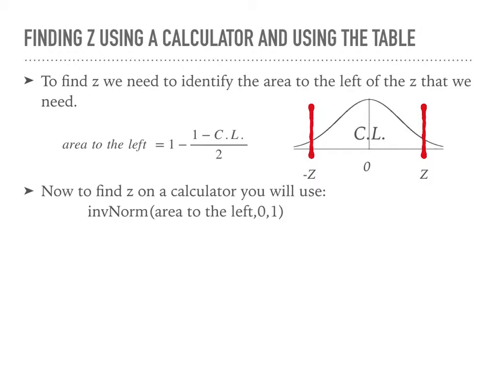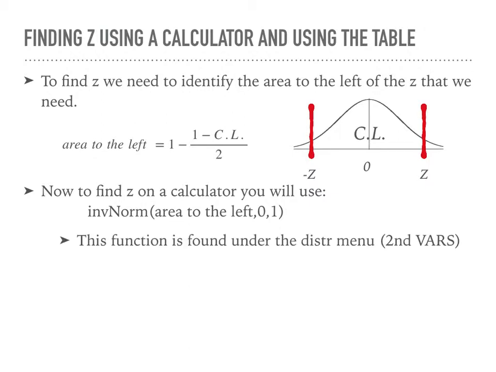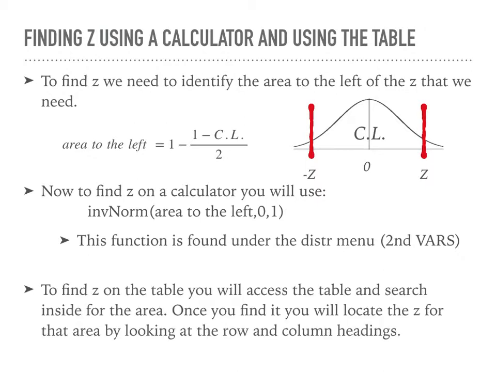Now, to find z on the calculator, we would use the inverse norm function, stating the area to the left. Then we'd use 0 for the mean and 1 for the standard deviation, because we're in the standard normal distribution here. Remember, this function is found underneath the distribution menu, second bars. To find z on the table, you will need to access the table and search for the area inside. Once you find it, you will locate the z for that area by looking at the row and the column headings.